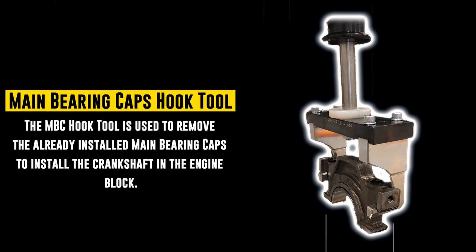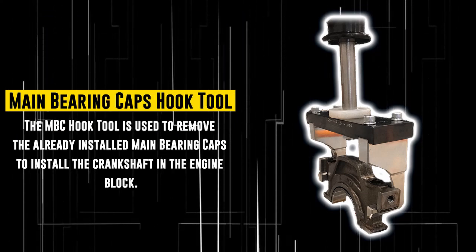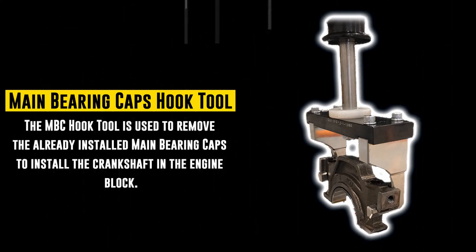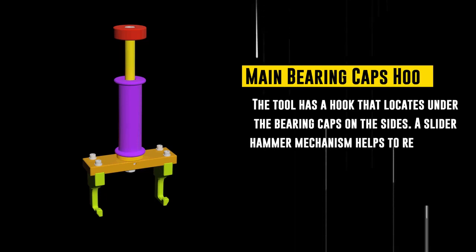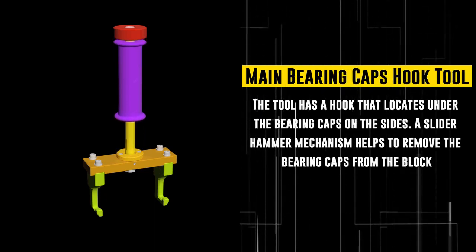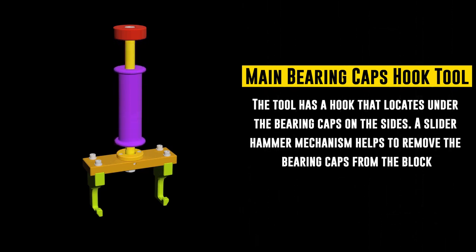Main bearing caps hook tool. The MBC hook tool is used to remove the already installed main bearing caps to install the crankshaft in the engine block. The tool has a hook that locates under the bearing caps on the sides. A slider hammer mechanism helps to remove the bearing caps from the block.